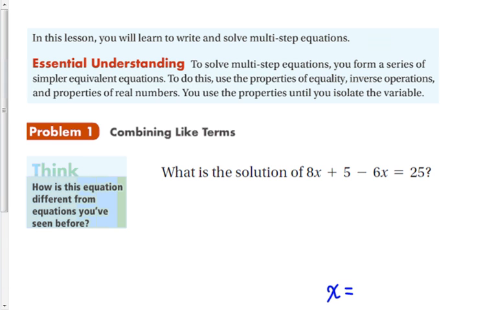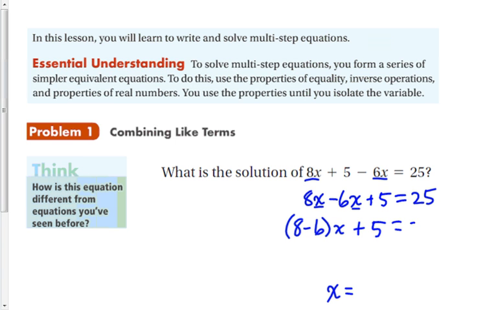One thing I notice here is that we have like terms 8x and minus 6x. If I just use the commutative property here and switch around the plus 5 and the minus 6x, then if you remember, when you have the same factor in two terms, you can use the distributive property and write that as a difference times that factor. And we get this. And 8 minus 6 simplifies to just 2x.